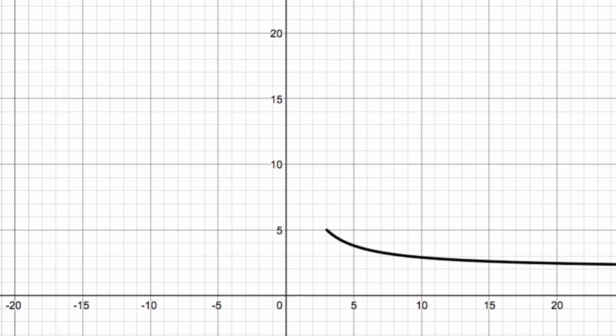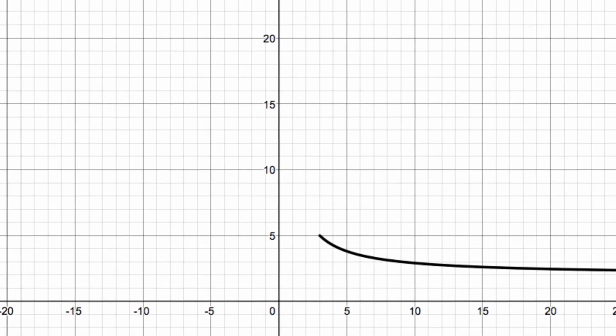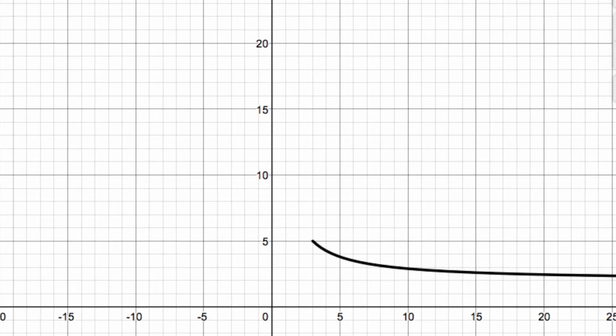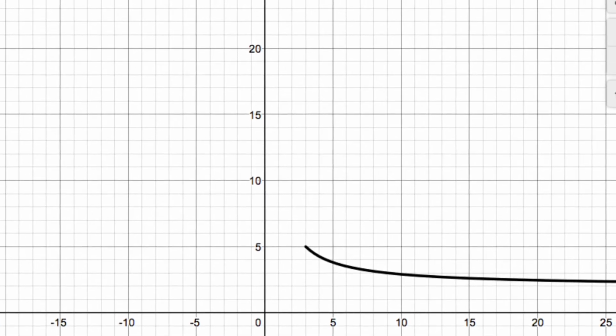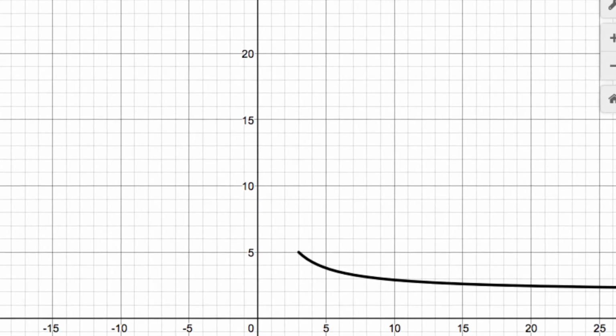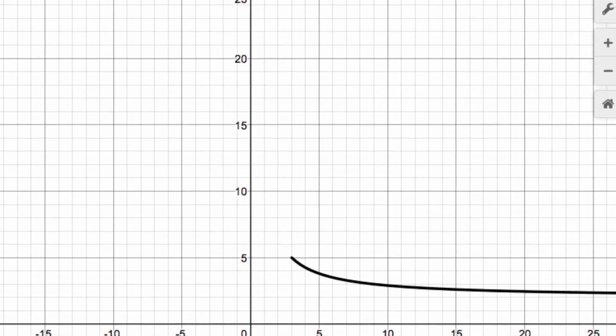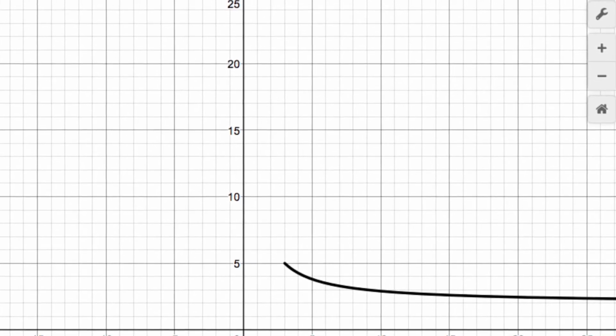That's why the answer was number 5. The graph starts pointing in that direction in number 5 when x equals 3. From the left and from the right, they will both coincide at number 5.